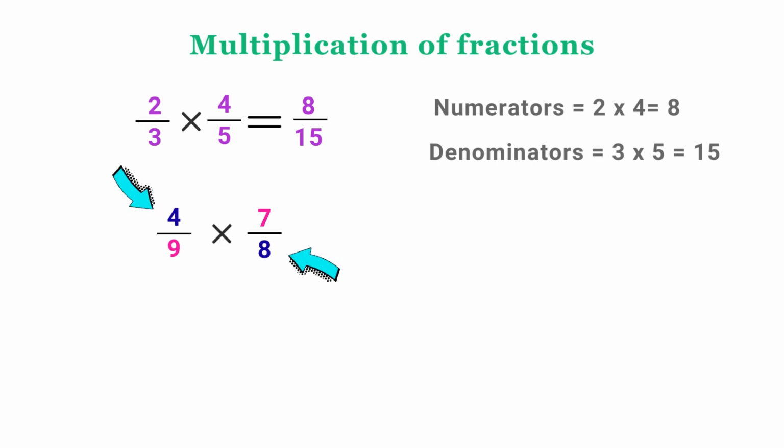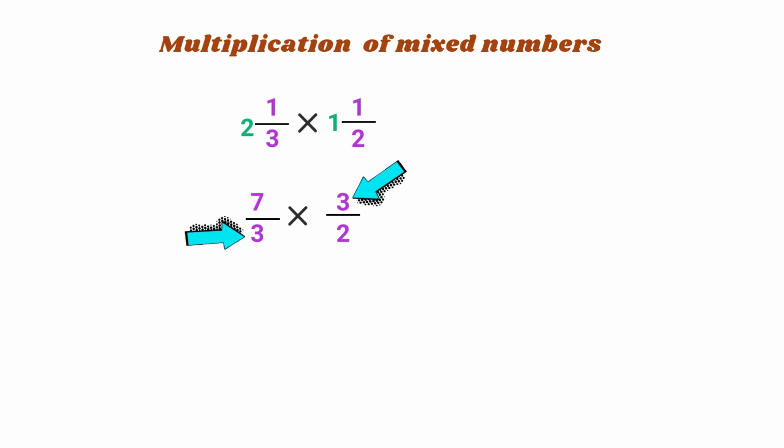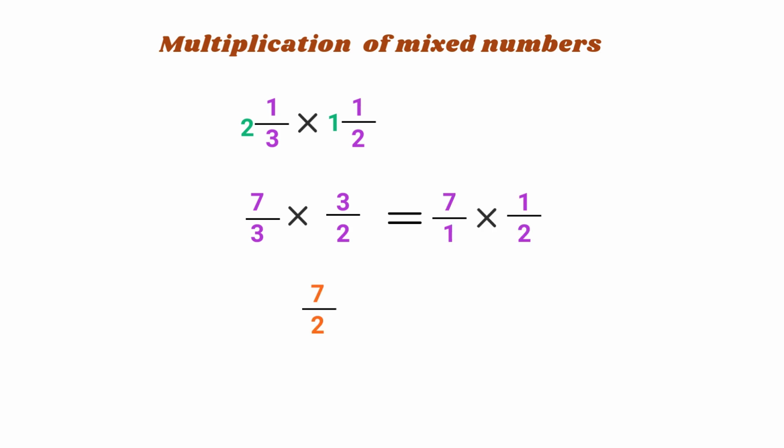Simplify first. 4 and 8, divide both numbers by 4. Fractions become, multiply numerators. Multiply denominators. Multiplication of mixed numbers. Step 1. Convert mixed numbers into improper fractions. Step 2. Simplify the fractions, if possible, before multiplying. Step 3. Multiply numerators and denominators separately. Step 4. Convert the improper fraction back to a mixed number.